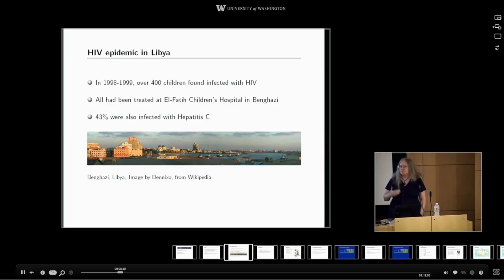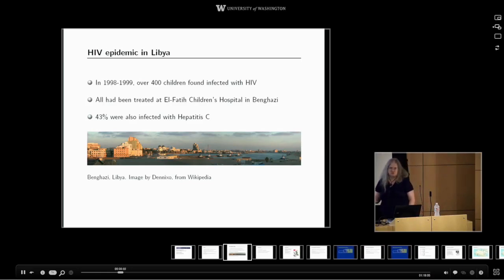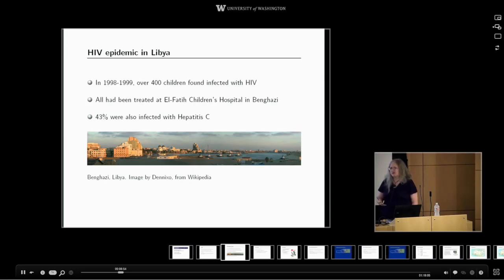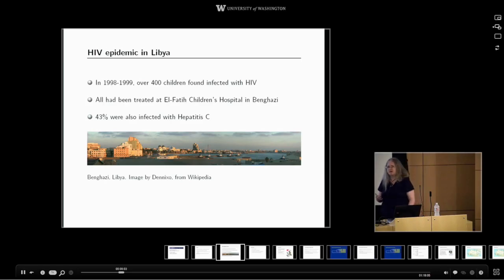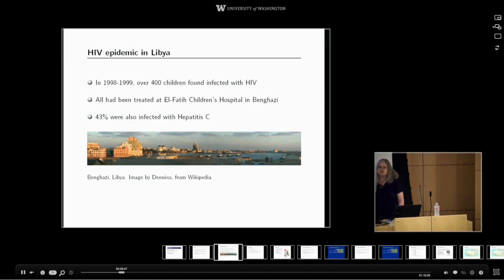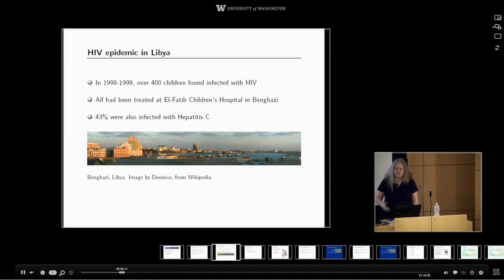People looked around, and more infected children were found, for a total of over 400 infected children in that area, which is a major tragedy. All of them turned out to have been treated at the same hospital, El Fatih Children's Hospital in Benghazi. All of them had had surgery or some other kind of invasive procedure there. 43% of these children also had hepatitis C, so it's a double whammy.